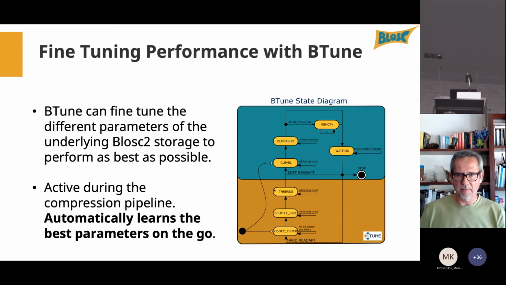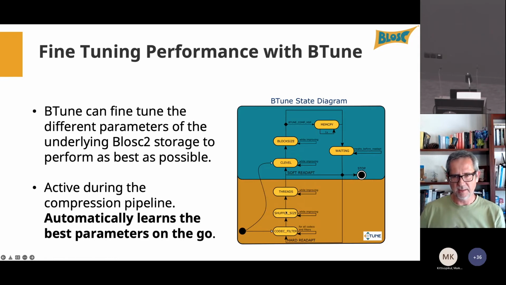So this is how it works. This is the Btune state diagram. It comes with some states. And in different states, Btune automatically changes the codec and filters for different chunks, and it produces a score.